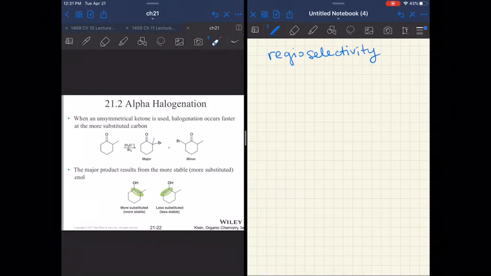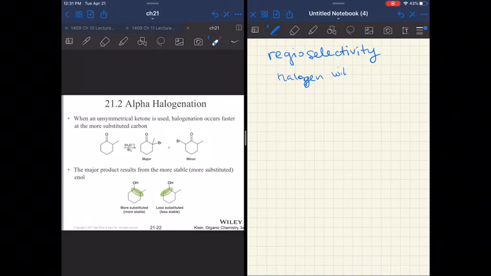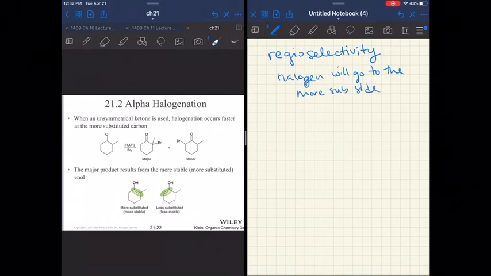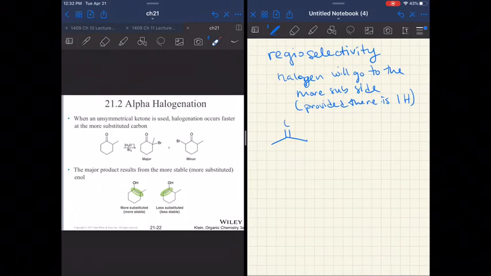Regioselectivity. In that last example that I gave on the last slide, it didn't matter if the bromine went to the right or the left. But what if it's asymmetric? The halogen will go to the more substituted side, provided there is at least one hydrogen. It's not going to replace an R group, but it will replace a hydrogen.